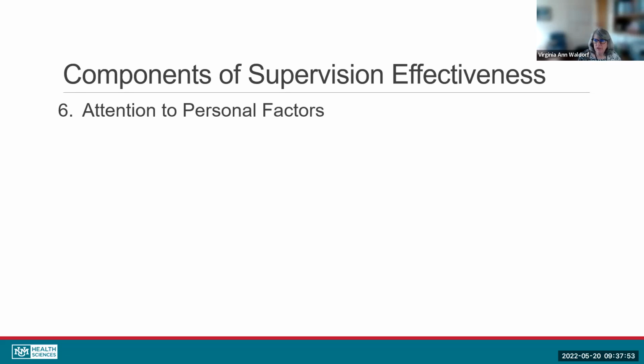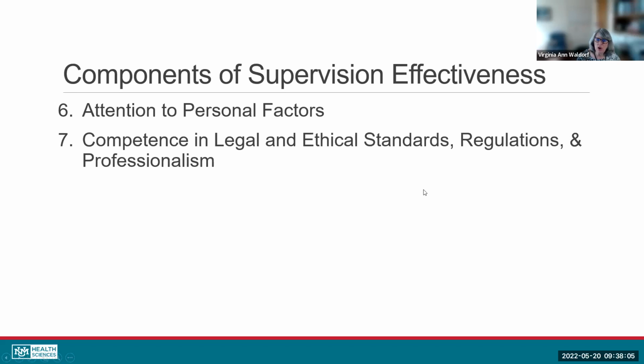The other component of supervision effectiveness is I have to be competent in legal, ethical standards, regulations, and professionalism. I just never feel like I know this enough by heart. The number of times I have to go back to the state statutes to review the ethical standards of APA, those change. Certainly we get thrown curveballs. What does it mean to do ethical care via telehealth? So that too is ongoing, and that's where metacompetence I think really comes in: what I know or don't know, and how do I test that? And almost always that's consultation.